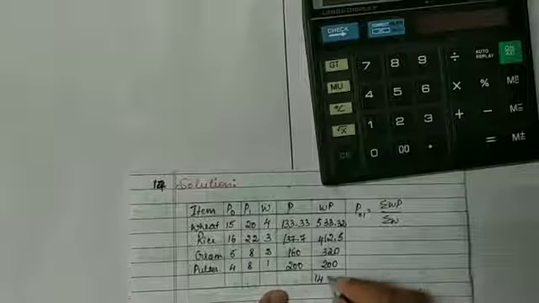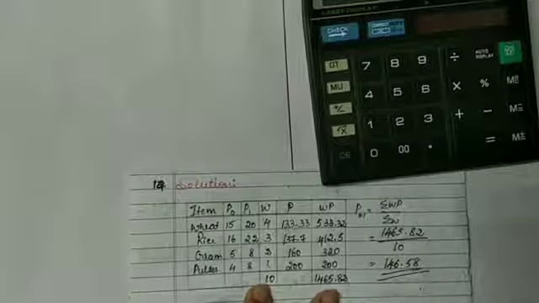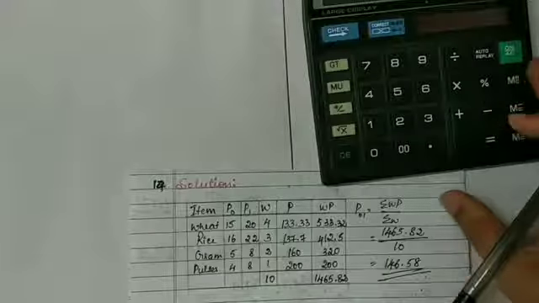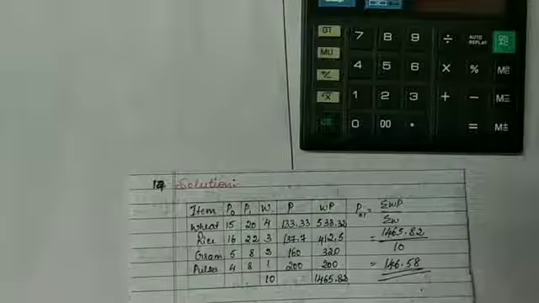Now total it. Summation WP is 1465.82, and the total of W, that is summation W, is 10. Let us apply this into the formula: 1465.82 divided by 10, and the answer is 146.58. That's it. We are done with calculation of weighted average of relatives on the basis of arithmetic mean.